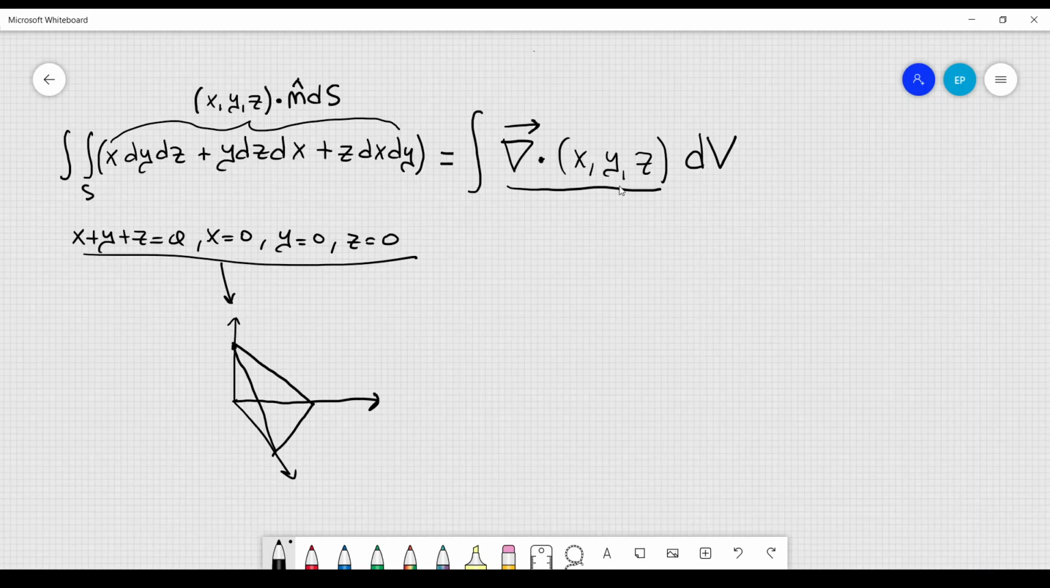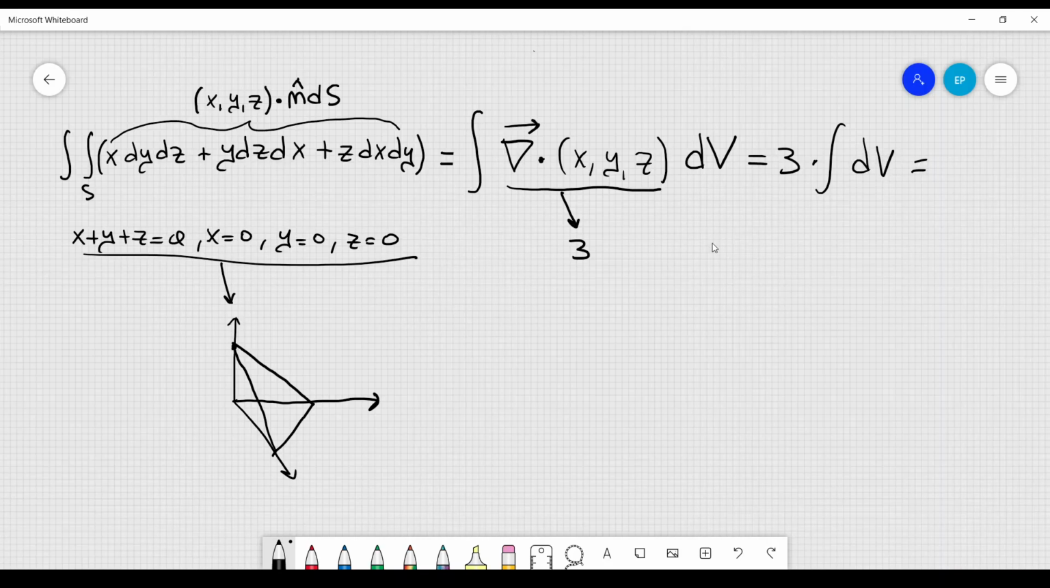This divergence is very easy to calculate. This will just give me 3, because I have to take the derivative of x with respect to x, which is 1, plus the derivative of y with respect to y, which is 1, plus the derivative of z with respect to z, which is 1. So I have 1 plus 1 plus 1, therefore I have 3. So I have 3 times the volume of the pyramid.